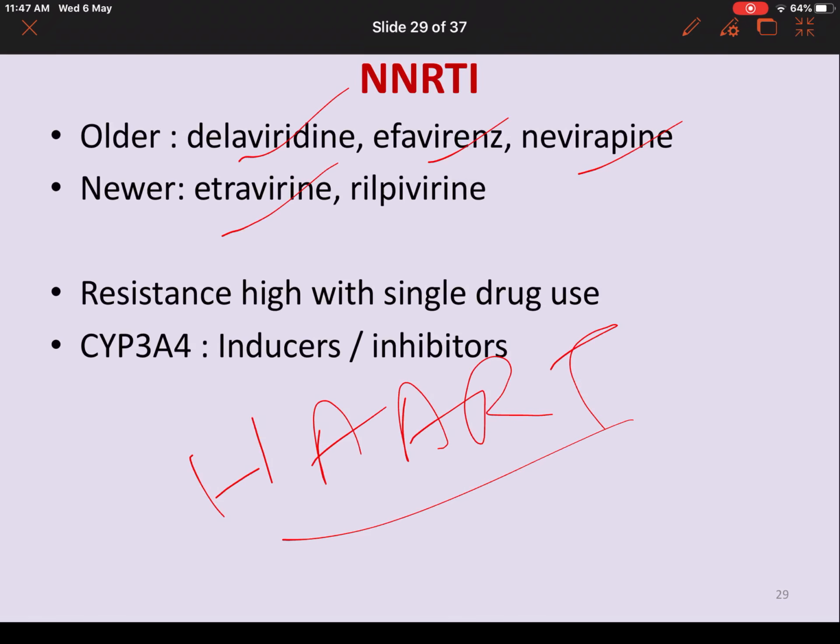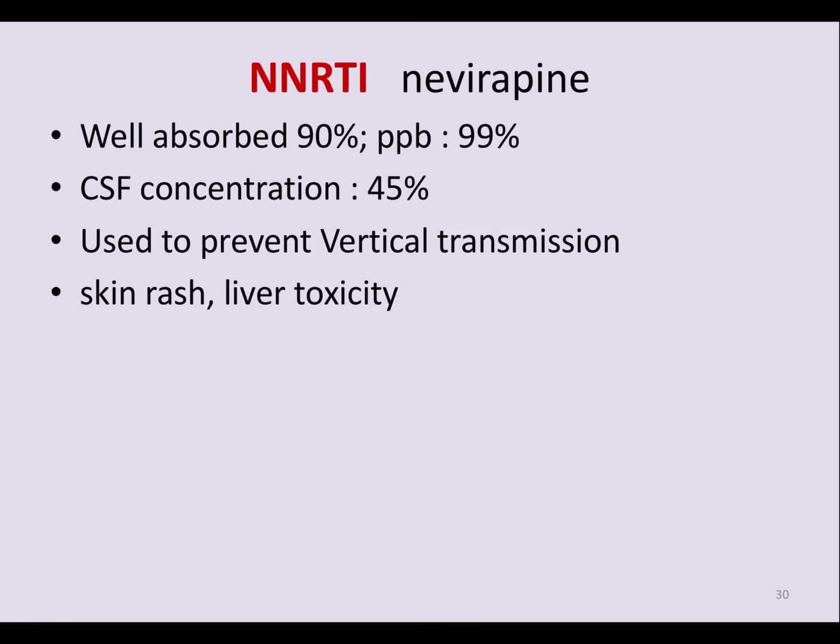And these are either enzyme inducers or enzyme inhibitors. Most of them are enzyme inducers. So when a patient has tuberculosis, if the patient is on nevirapine, we'll have to change it. So we understood a few guidelines. No single drug is given. And when you're combining 2 or 3 drugs, you need to look for enzyme induction or enzyme inhibition. First, let's look at the drug nevirapine.